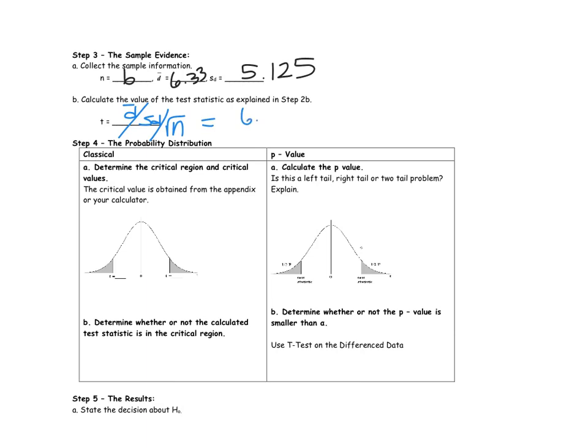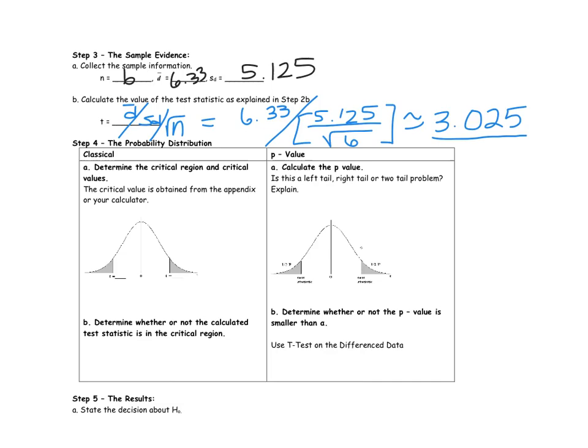So 6.33 divided by, I'll put it in parentheses, 5.125 over square root of 6. And so we get approximately 3.025 standard deviations, or excuse me, as our test statistic. Okay, so again, now we want to know, is this considered unusual? And is it far enough away from the mean?